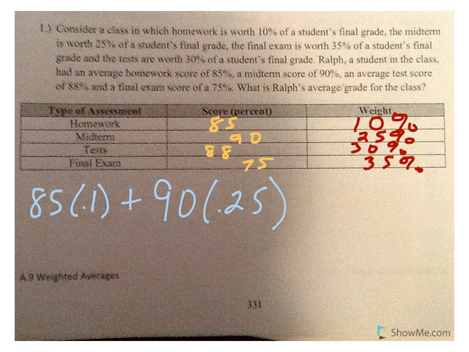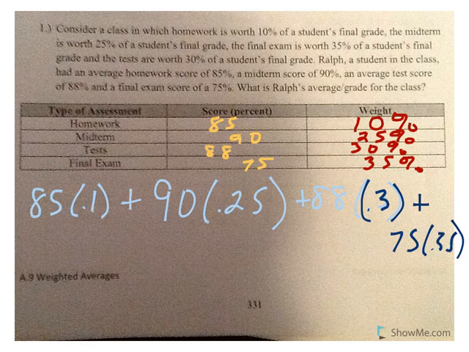Okay, sorry about that. So we had our midterm at 25%, then we have our tests at 30%. I'm going to have to change color so you can see that. And then we have our final exam at 35%. So I multiply each of these pieces.